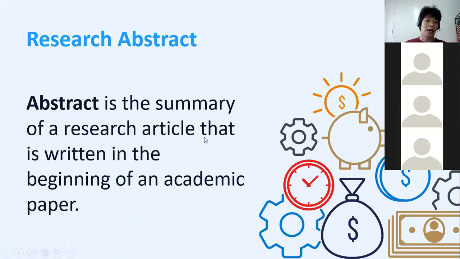In research, abstract is a summary of a research article that is written in the beginning of an academic paper. So research abstract is very important in writing and conducting a research since it will give us the summary or the synthesis of the whole paper. So meaning even if we don't read the whole content of a research paper or research article, by just reading the summary or the abstract, we will know what's the gist of the content of the research.